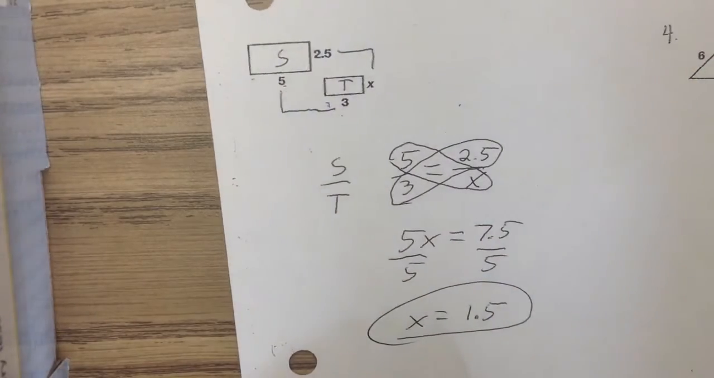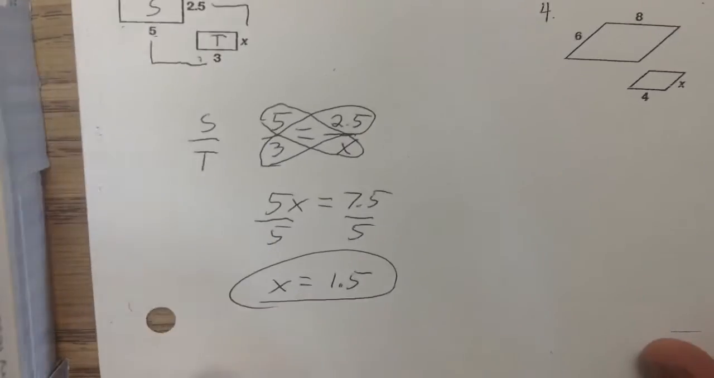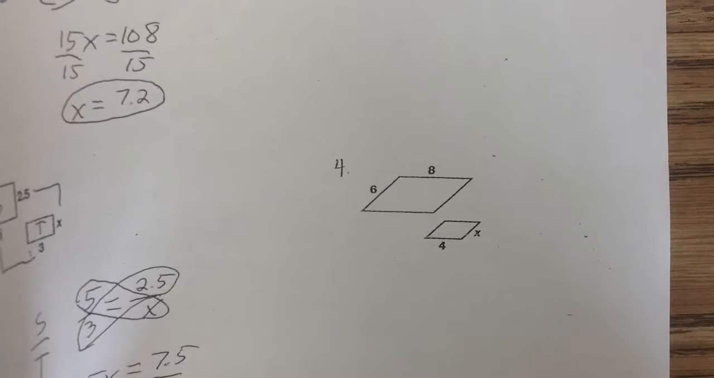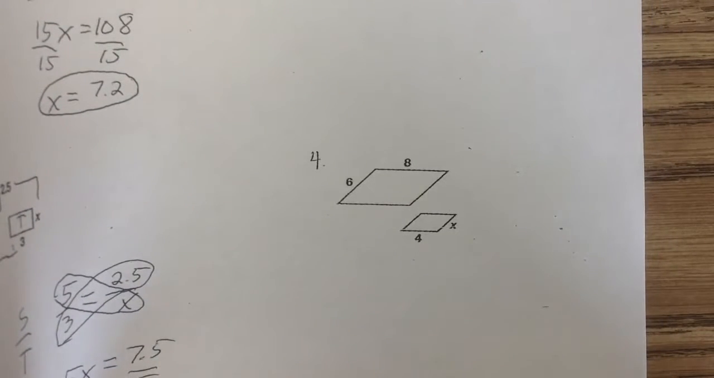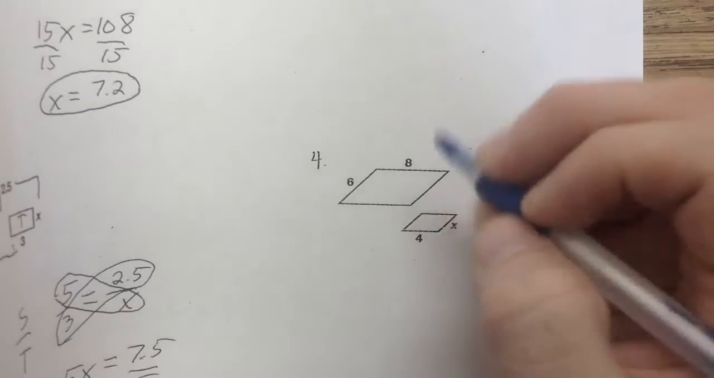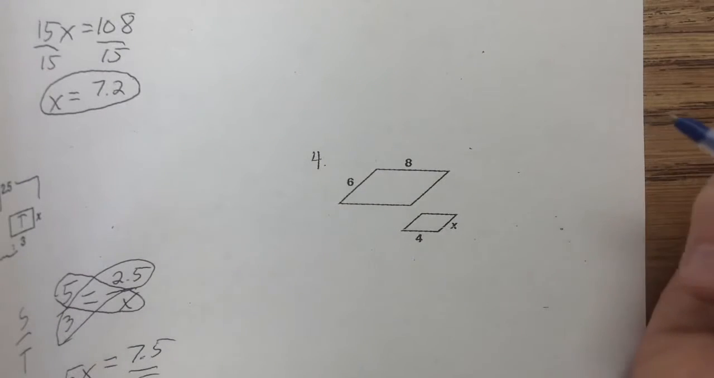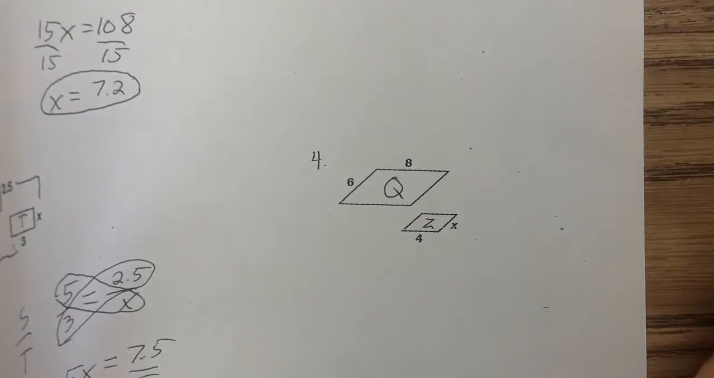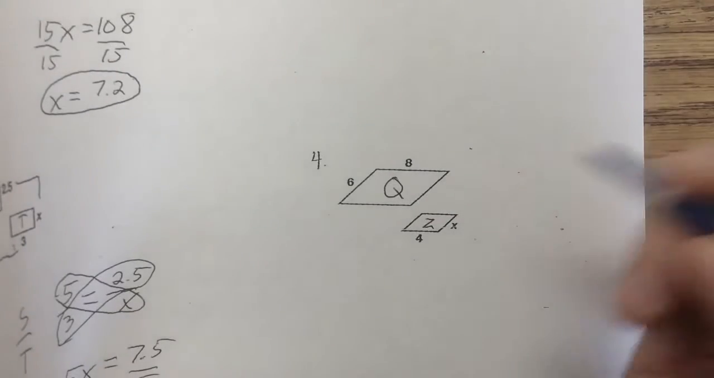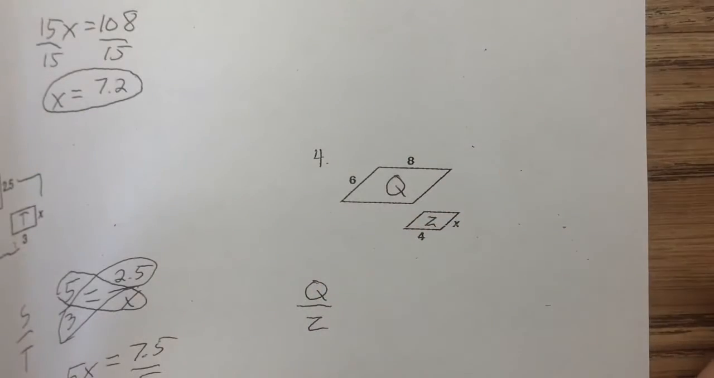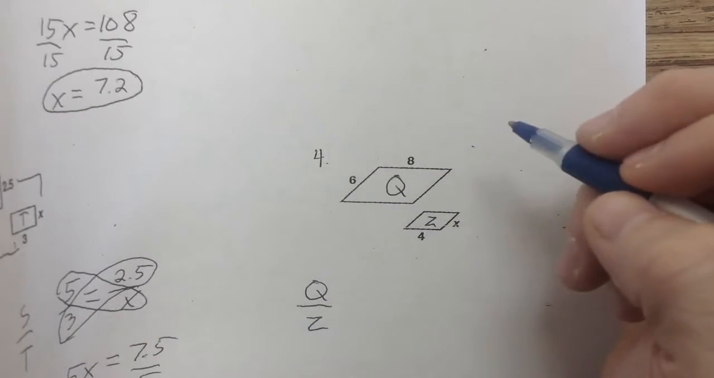All right, so we've already got 2 done. Let's slide over here to number 4. Again, I'm going to save number 2 for last because I do feel like that's probably the most challenging. Okay, so we've got some parallelograms here, mixing it up a little bit. What letters do we want to use? Let's go with Q and Z, because why not, right? So again, we set up our key. We're going to put Q over Z. We've got to find some sides that match up here.